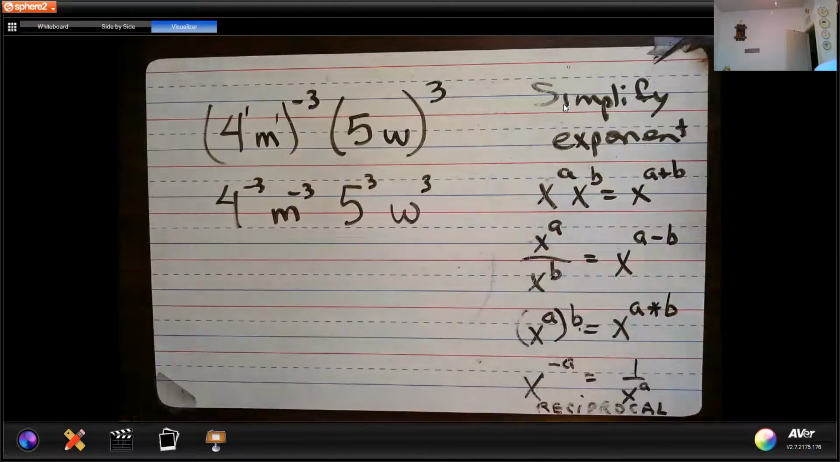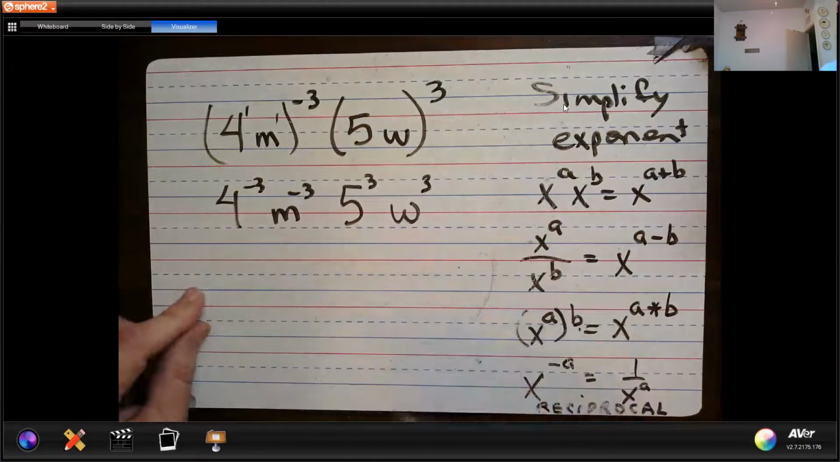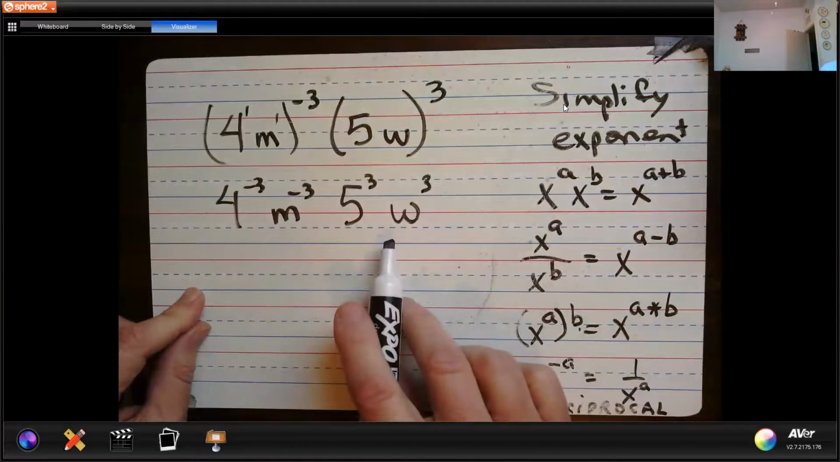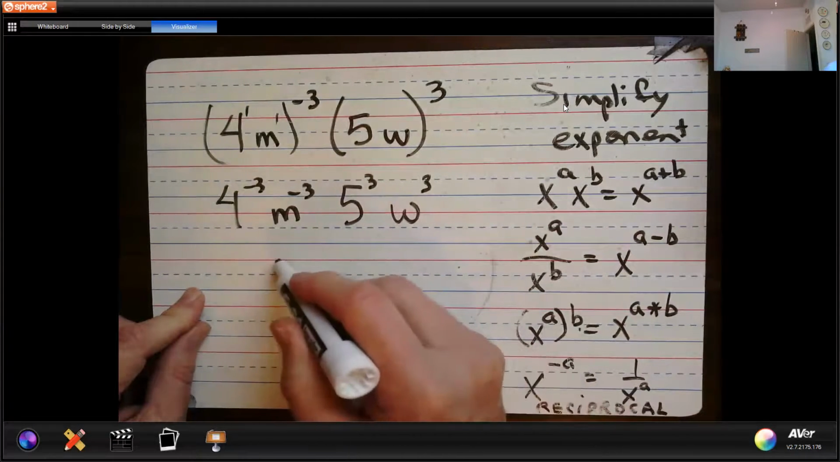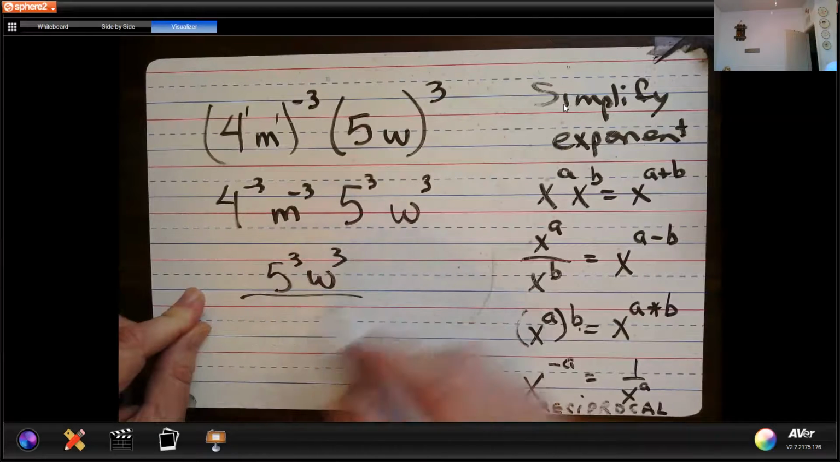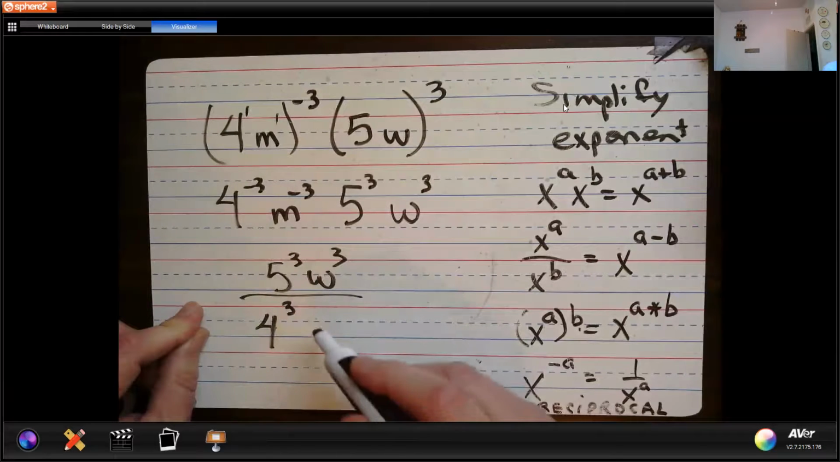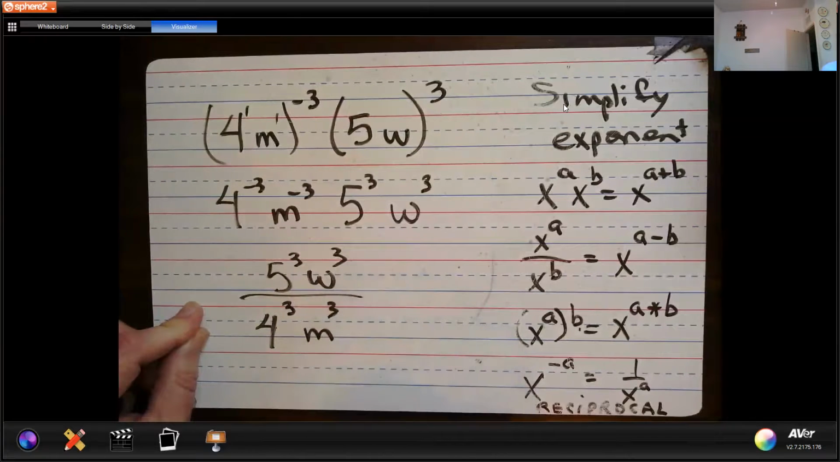Okay, so now I know negative exponents means the guy's going to be on the bottom. So I really have 5 to the 3, w to the 3 on top. And then when you move something to the bottom, it's not negative anymore. So there we go. That's the answer.